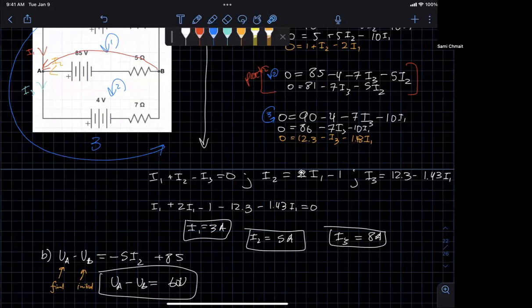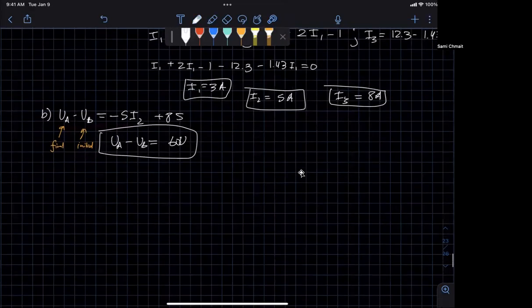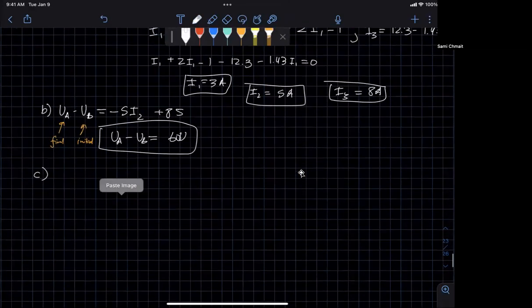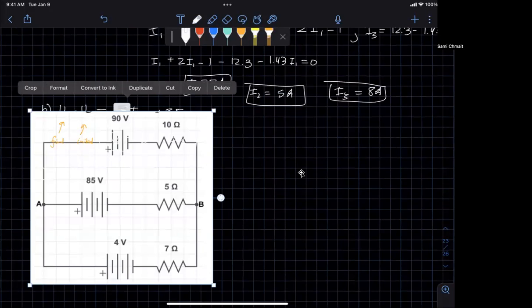All right, any questions on this part? Or are we ready to move on? All right, let's move on to part C. C complicates this a little bit more because now we're going to have a capacitor in here. A capacitor with that capacitance value is added between points A and B. What is the charge on the capacitor?